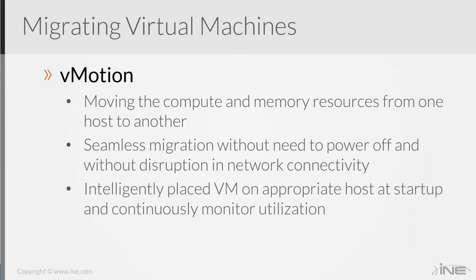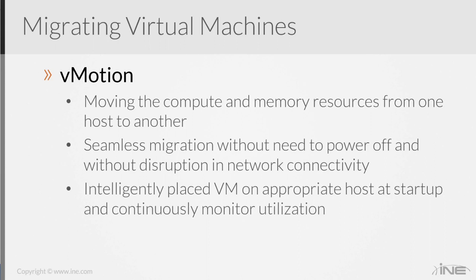So a vMotion operation works by migrating the entire state of the virtual machine. The state information would include the memory contents pertaining to that virtual machine. This would include the OS and application data, as well as the hardware elements pertaining to that virtual machine, like your BIOS info, CPU, your devices, and MAC addresses.